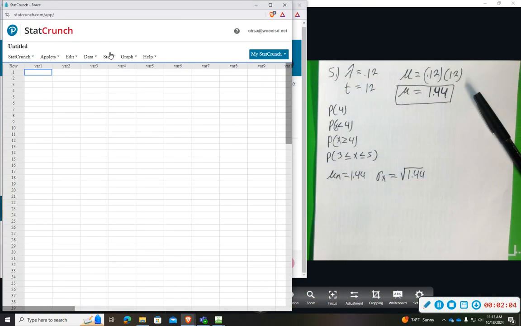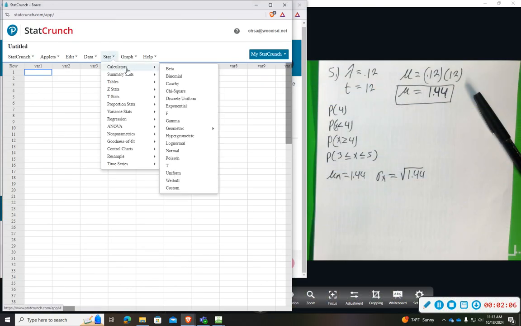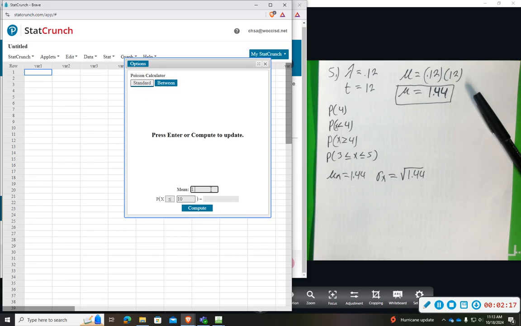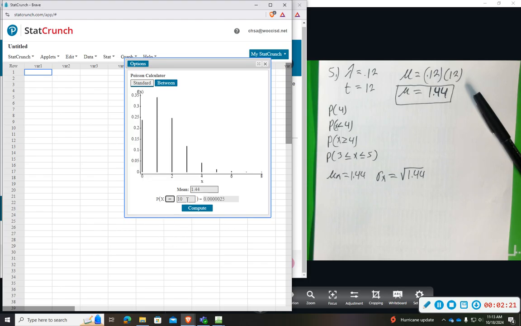Okay, so StatCrunch, stat calculators, we're going to go to Poisson, and we're going to put our mean 1.44. We want equal to and 4 for our first one. And that gives us 0.0424.